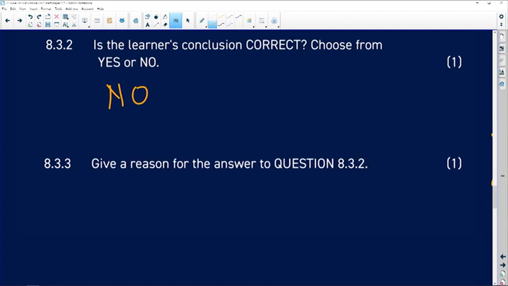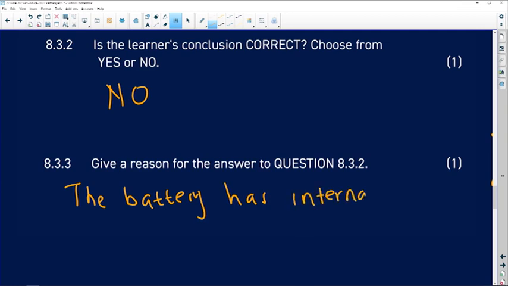This is because they are asking us if the learner is correct. The learner is not correct. Why? Because the battery has an internal resistance. The battery has internal resistance. So what does it mean if a battery has internal resistance?